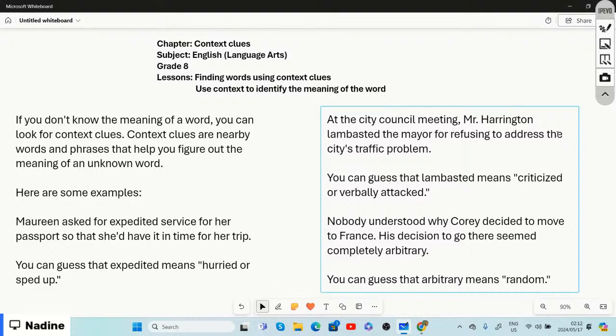And then the last one says: nobody understood why Corey decided to move to France. His decision to go there seemed completely arbitrary. And arbitrary means random.